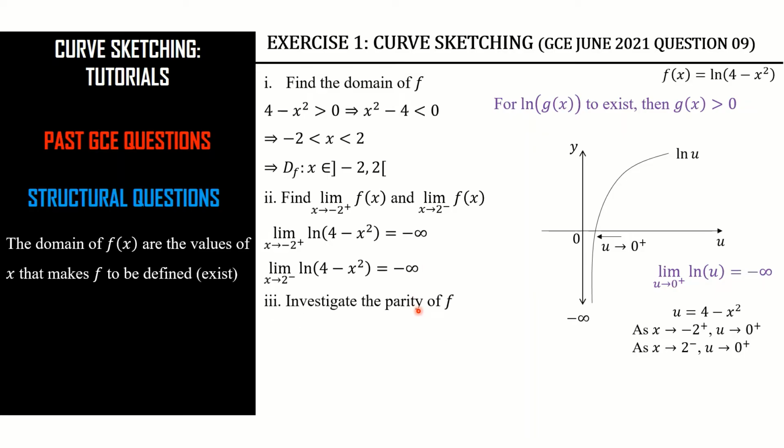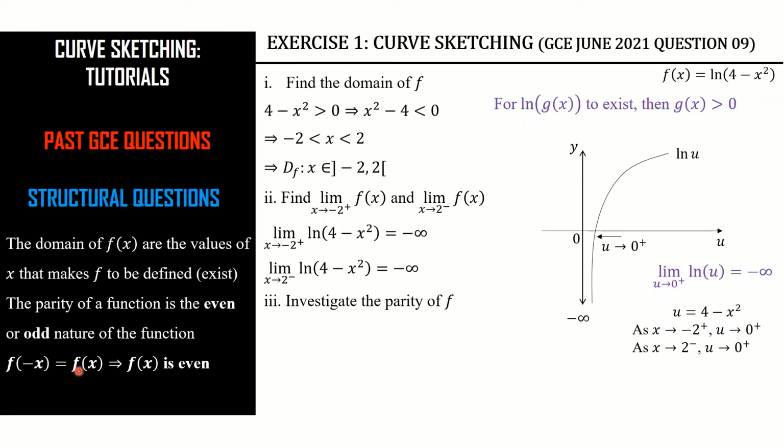Alright, Roman 3 is asking us to investigate the parity of f. The parity of a function is the even or the odd nature of a function. Now, if a function is even, then f of negative x is equal to f of x. When is it odd? If f of negative x is equal to negative f of x, then f of x is odd. So in both cases, all we need to do is to find f of negative x, compare the relationships, and conclude if the function is odd, even, or neither odd nor even.